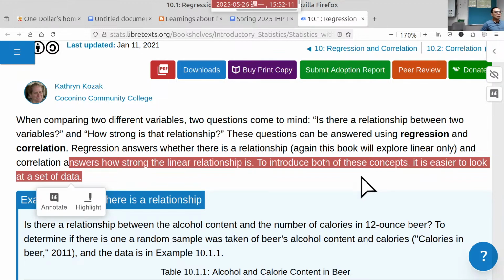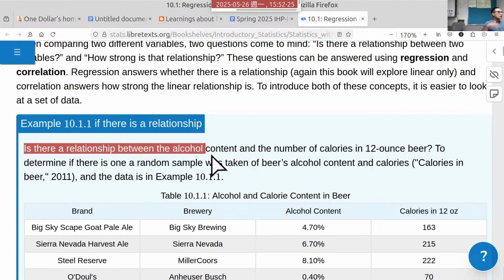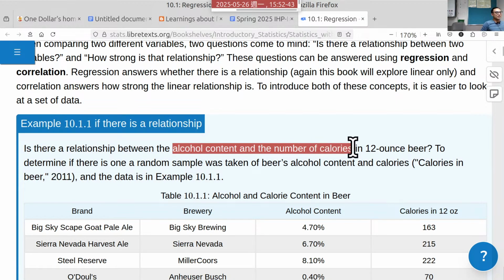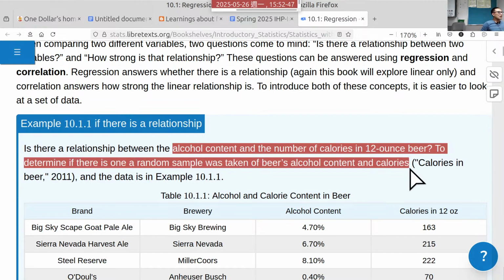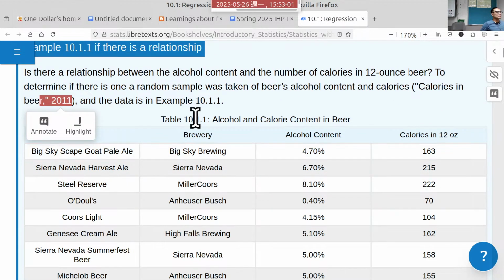To introduce both of these concepts, it is easier to look at a set of data. Example 10.1.1. Is there a relationship between alcohol content and the number of calories in a 12-ounce beer? It's a good question. To determine if there is one, a random sample was taken of beers' alcohol content and calories. Here is the information source. And the data is in example 10.1.1.